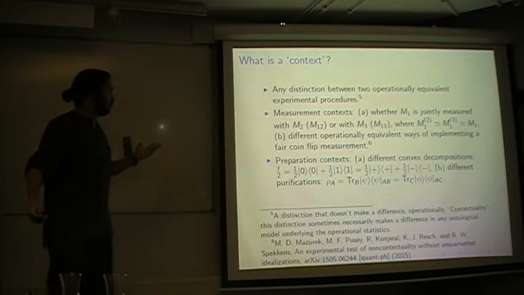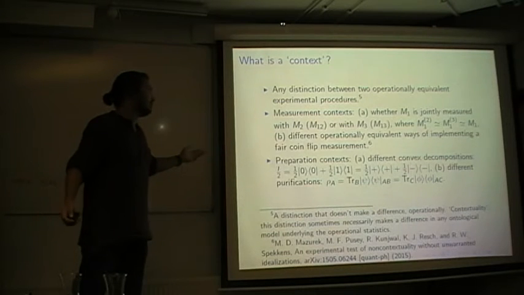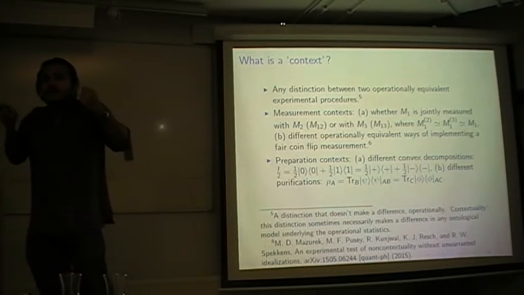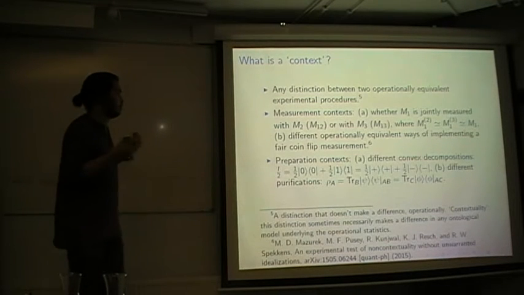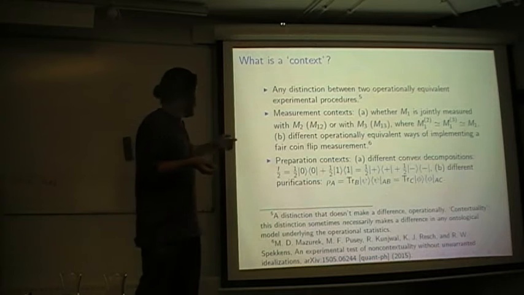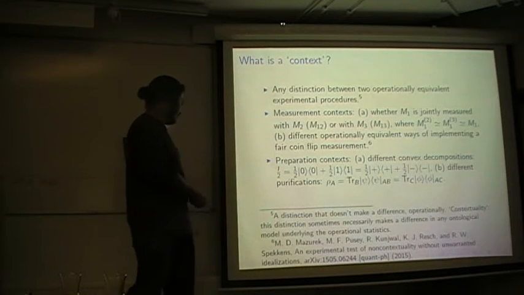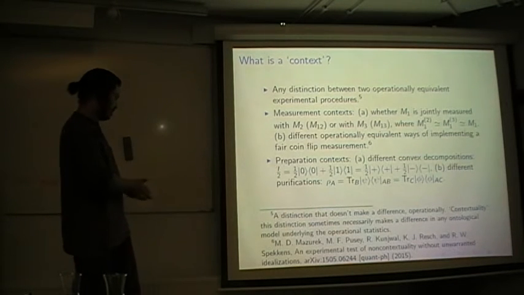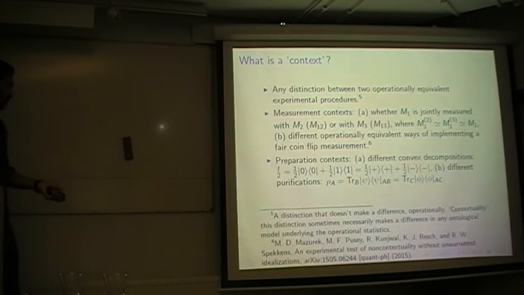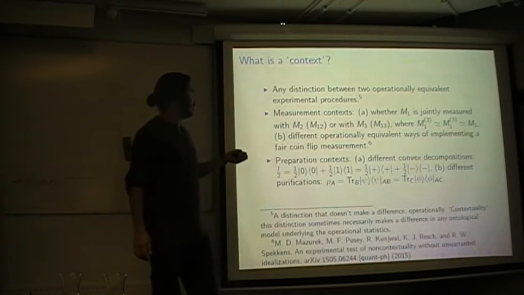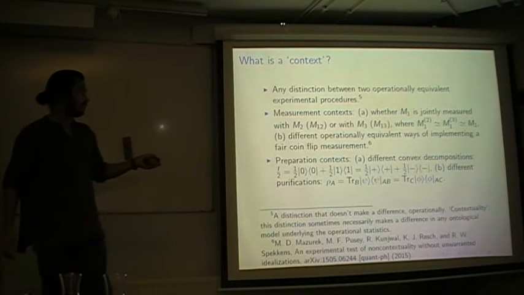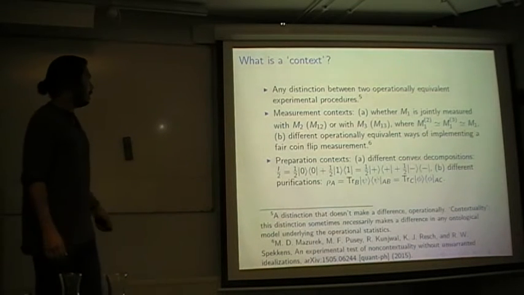So that's the notion of a context. A second notion of a context could be, for example, different operationally equivalent ways of performing the fair coin flip measurement. Quantum theory allows you to do a fair coin flip in fairly non-trivial ways. And so you can read this paper. It's about how to experimentally test non-contextuality. But there, this particular notion of a context plays a crucial role.